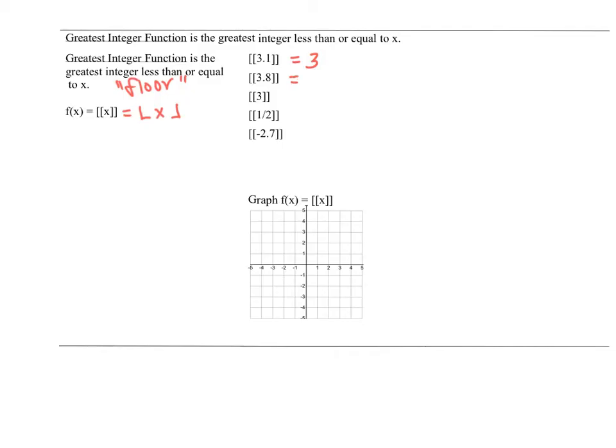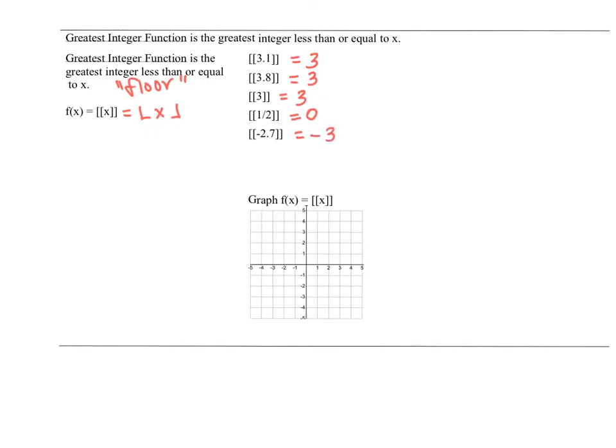Okay, the greatest integer less than or equal to 3.8 is also 3. Okay, the greatest integer less than or equal to 3, well, 3 is an integer, so it is equal to 3. Okay, the greatest integer less than or equal to 1/2. Since 1/2 is not an integer, the next lowest one would be 0. Okay, and then if I do a negative, negative 2.7 is not an integer, so the next integer less than or equal to it would be negative 3, because remember, it has to be lower or equal to it.